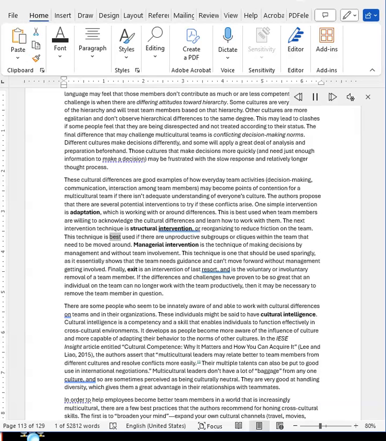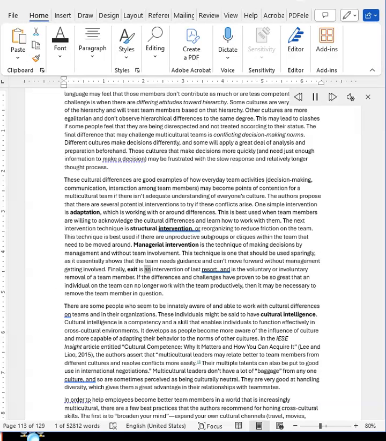This technique is best used if there are unproductive subgroups or cliques within the team that need to be moved around. Managerial intervention is the technique of making decisions by management and without team involvement. This technique is one that should be used sparingly, as it essentially shows that the team needs guidance and can't move forward without management getting involved.